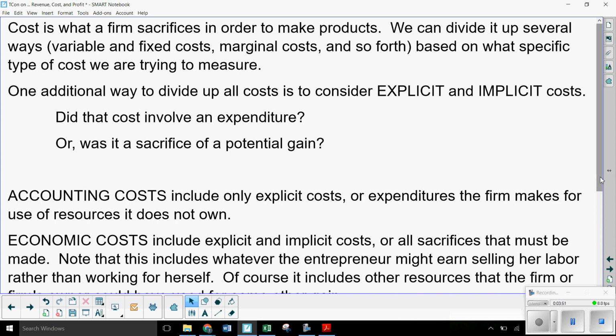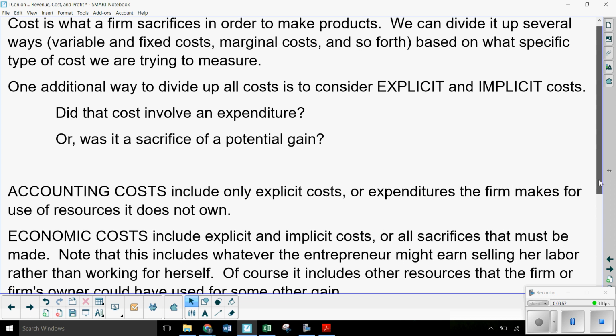So now let's put on two different types of lenses, and we'll want to contrast these throughout the rest of the video. So first, I want you to think from the point of view of an accountant, and we'll think about accounting costs. Really, accounting costs would be kind of like if you were balancing the firm's bank account or checkbook. So you would sort of say, what did it have to spend? Well, those are only the expenditure costs. So accounting costs are explicit costs, expenditures the firm makes for use of resources that it does not own.